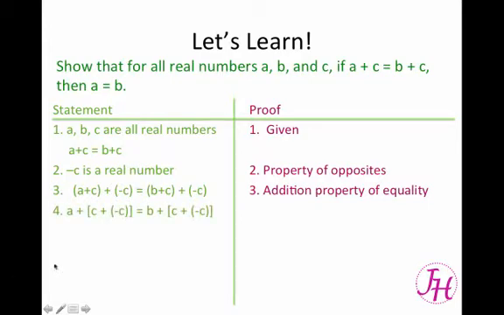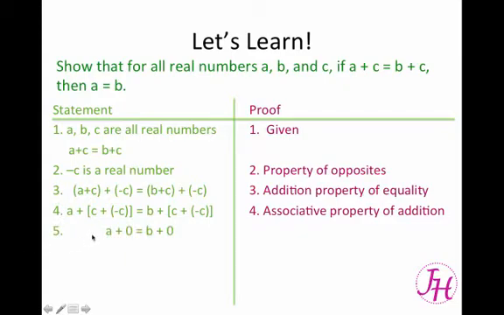Our next step is to regroup. We're moving the parentheses from being around the a plus c to now being around the c and the negative c. And then again, we do the same thing on the other side. And that's the associative property of addition. Remember, when we move the parentheses or brackets, that's the associative property.